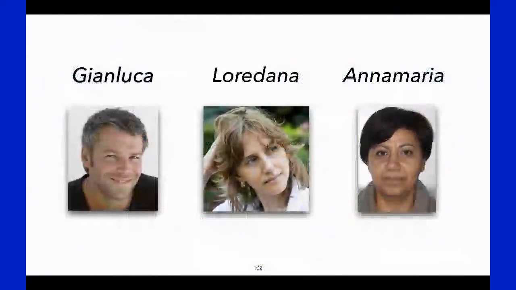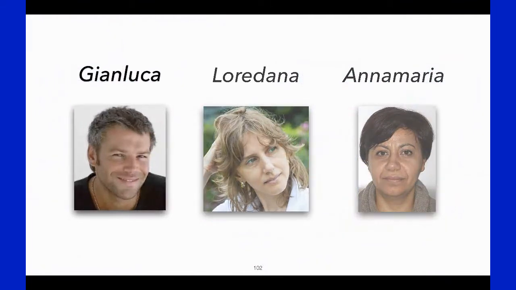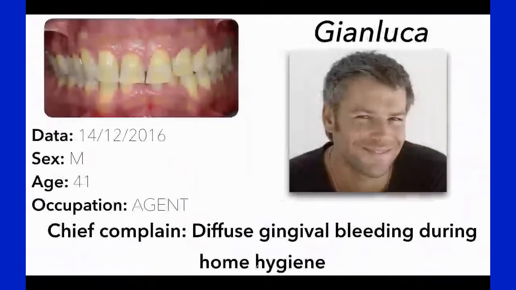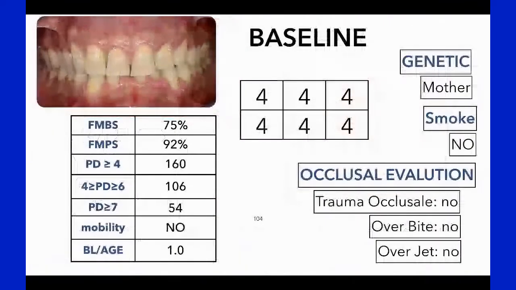So now I will end my report by showing you the treatment of 3 different cases with 3 complex stages of periodontitis. We can start with Gianluca. Gianluca was a young man, and he complained of diffuse gingival bleeding during home hygiene. This is the aspect at the start of therapy.